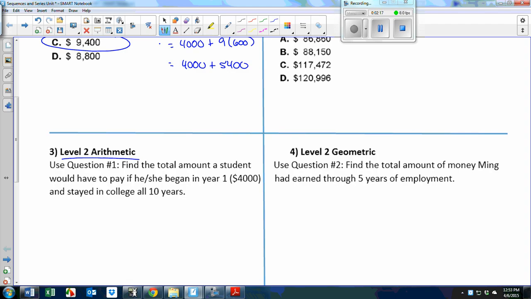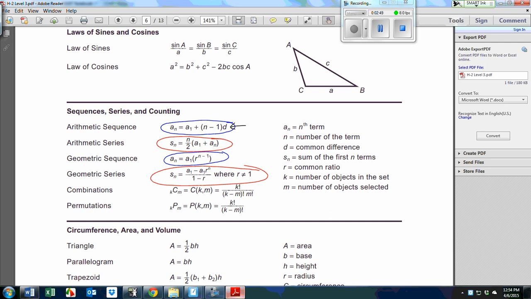I'm going to skip down now to question 2 while it's fresh on our mind and continue question 1 to ask a somewhat unnecessary question, but to illustrate the sum formula. Find the total amount a student would have had to have paid if he or she began in year 1 above and stayed in college for 10 years. So what's that asking? It's asking for you to take the first year 4,000, the next year 4,600, etc., all the way to the last year 9,400 and add them up. It's asking for a sum, which is a series, so we'll be using this formula.